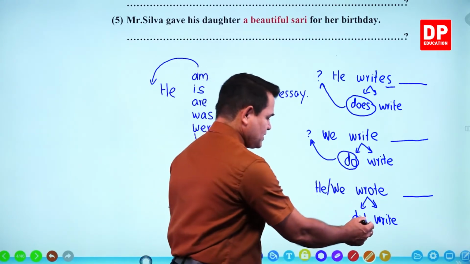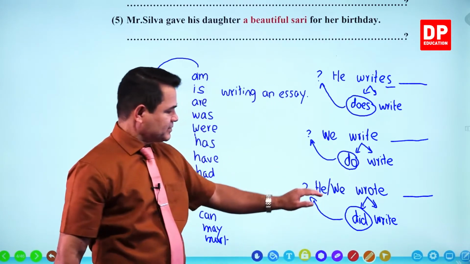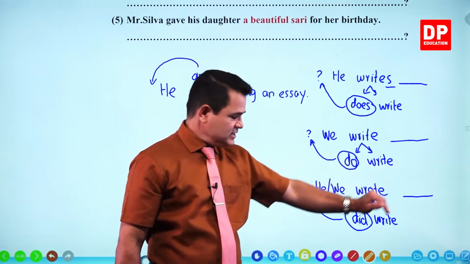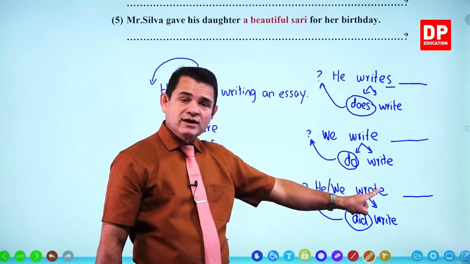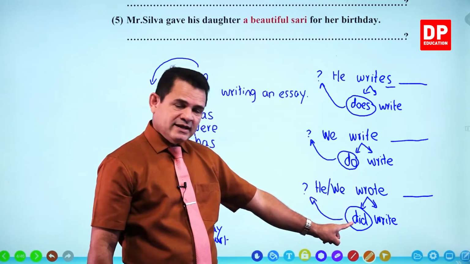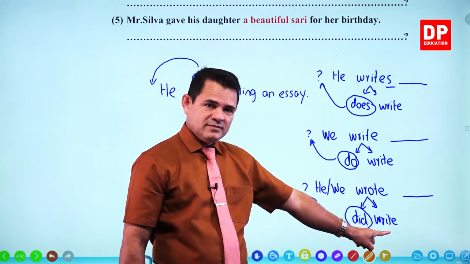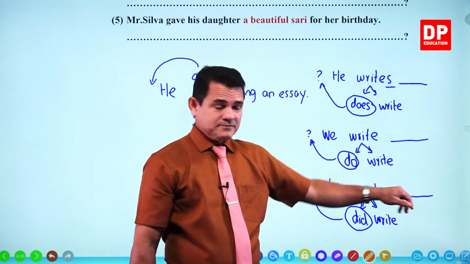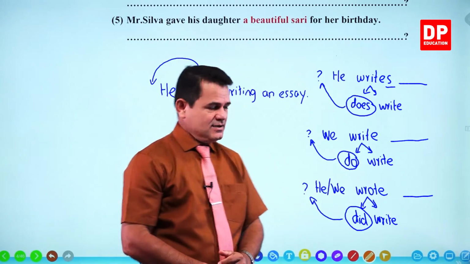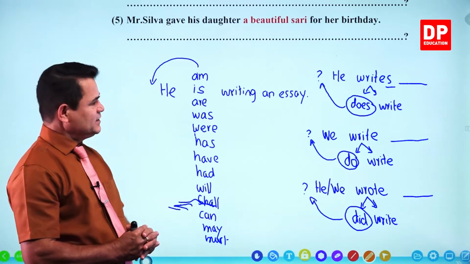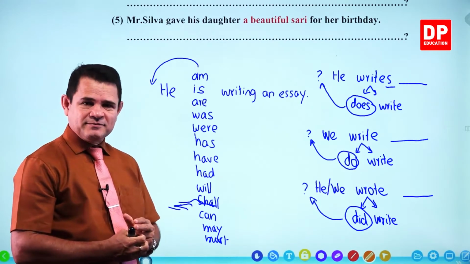Now make a question form. Take did to the front. Then it becomes a question. He wrote an essay. Question: did he write an essay? Don't say did he wrote. When you take did, the verb changes into the present form. He played cricket. Did he play cricket? So this is the basic, easiest way of forming questions.